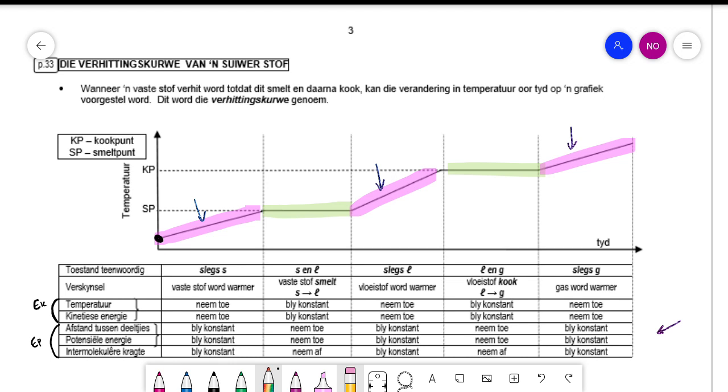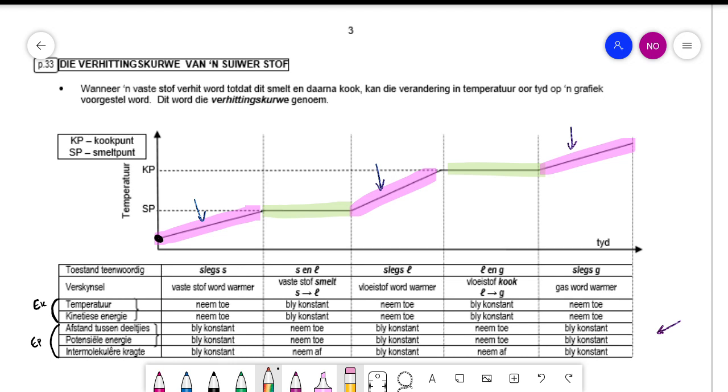Now let's talk about those flat things. Okay? The green parts are the phase changes. So it's changing from solid to liquid and then from liquid to gas. Jy moet weet wat ons daai fase veranderinge noem, né? Jy moet weet wat ons dit noem as iets verander van 'n vaste stof na 'n vloeistof, van 'n vloeistof na 'n gas toe of aan 'n kant toe. Okay, but you've been doing that for a few years now.